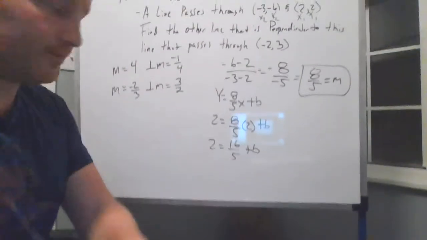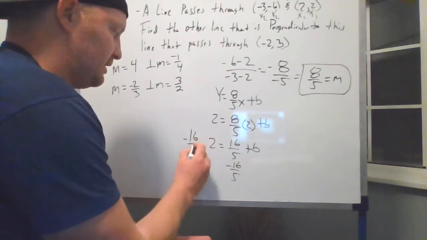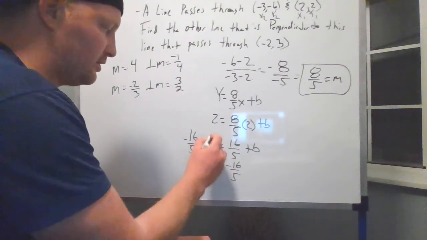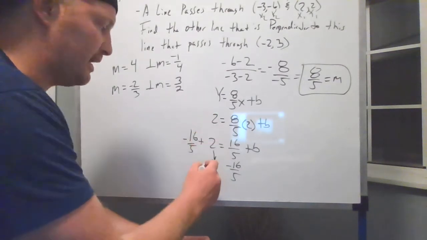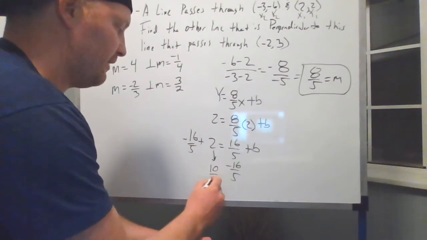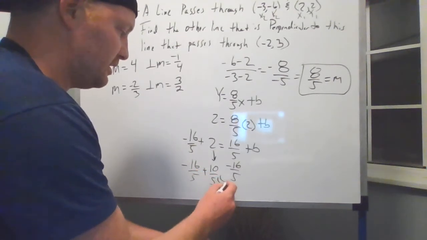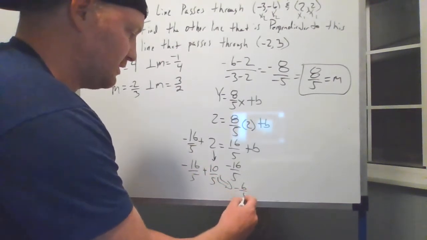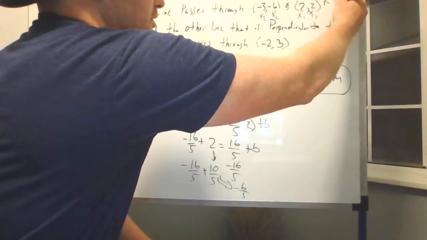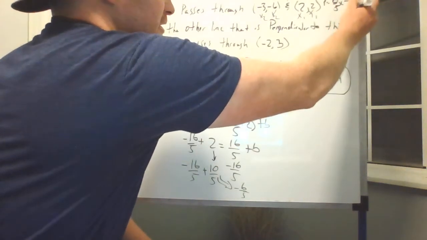I'm sure you can all see this. Minus 16/5 on both sides. Remember, this is a positive 2, and I got to make this a common denominator. So 2 over 1 is now multiplied top and bottom by 5. So this is going to be 10 over 5 plus a negative 16/5, which equals negative 6/5. So the equation of this line is y equals 8/5 x minus 6/5.